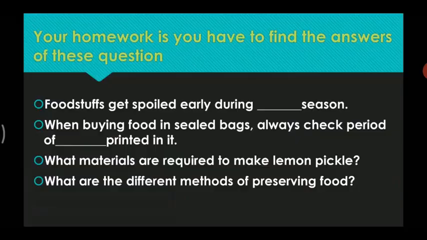Okay, let's move forward. That's your homework. The first question is: foodstuffs get spoiled early during dash season. The next is: when buying food in sealed bags, always check the period of dash printed on it. Next, what materials are required to make a lemon pickle? And the last one is: what are the different methods of preserving food?